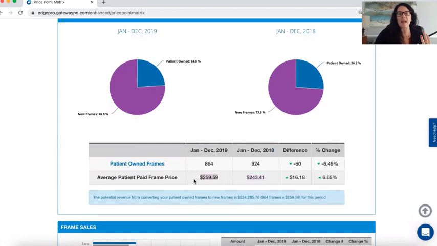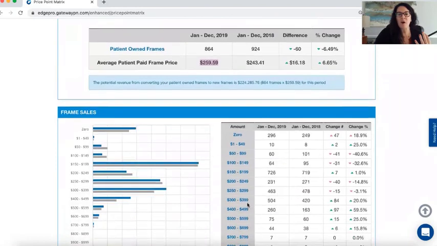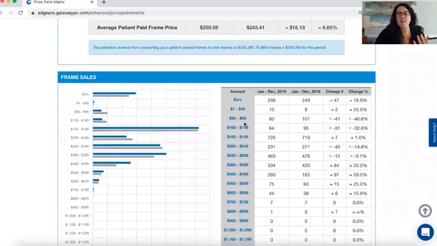What this is telling me is that the average of our frame sales are falling, from a list perspective, in these 2 buckets here, which is fine. But notice here that we've done a great job in getting patients to contribute dollars in some of these higher categories. That's fantastic.